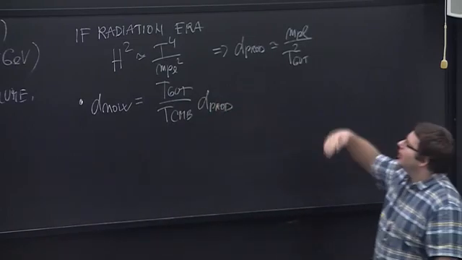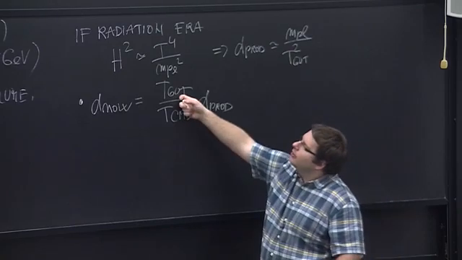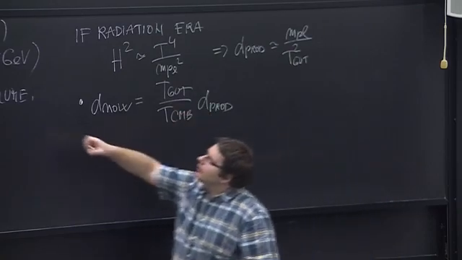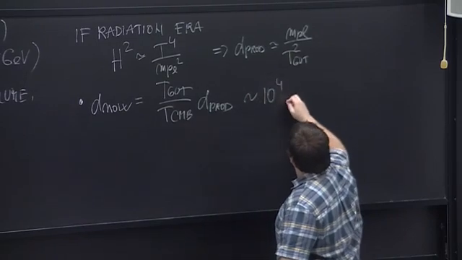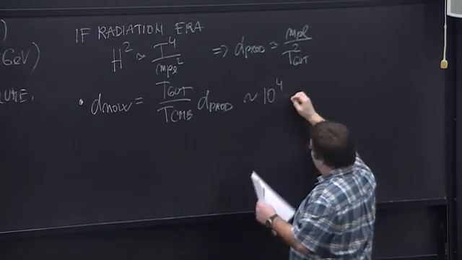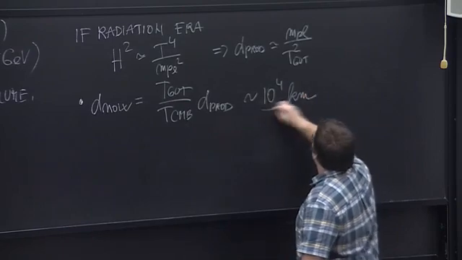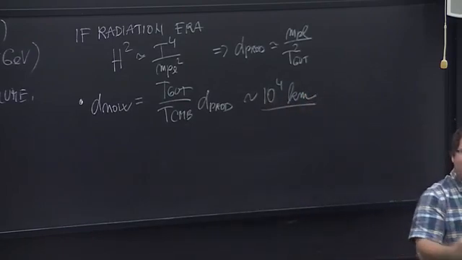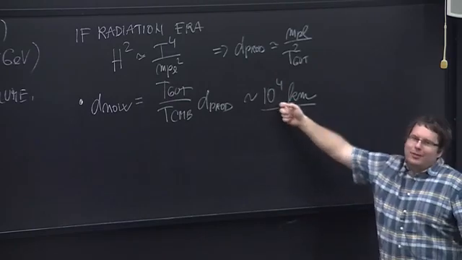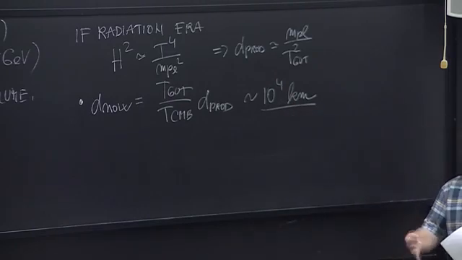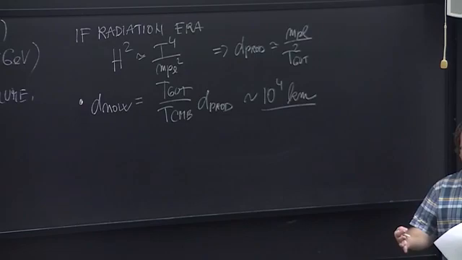Okay, so now you can plug in the numbers. You put in whatever T GUT is, and you find that this is something like 10 to the 4 kilometers. So if you had a radiation-dominated era all the time, you would expect that every 10 to the 4 kilometers, you would find a magnetic monopole.